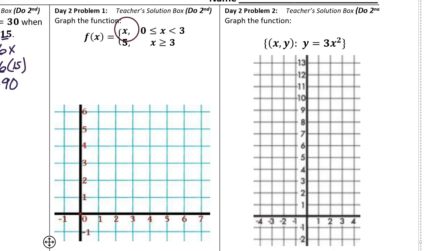If x was 0, f of x would turn out to be 0. So (0, 0) is a dot on the graph. If x was 1, then f of x would turn out to equal 1. So (1, 1) is a dot on the graph. If x was 2, then f of x would equal 2. So (2, 2) is a dot on the graph. Do you notice we're getting an uphill pattern of dots?